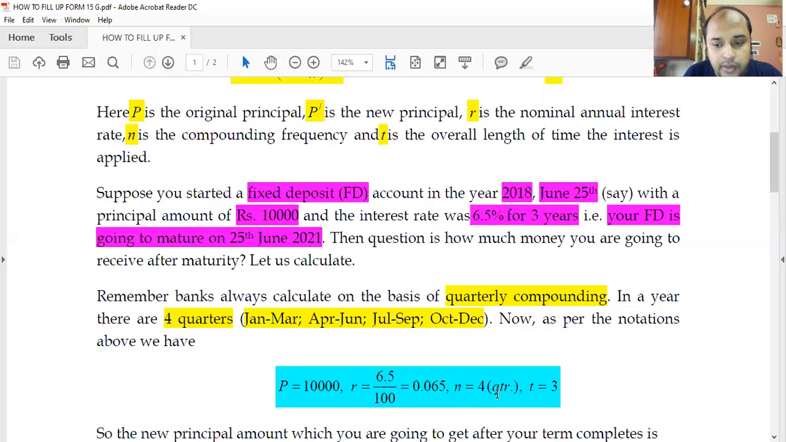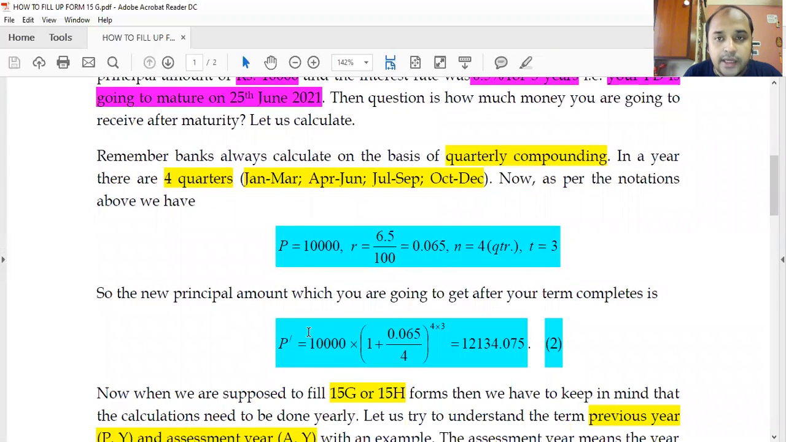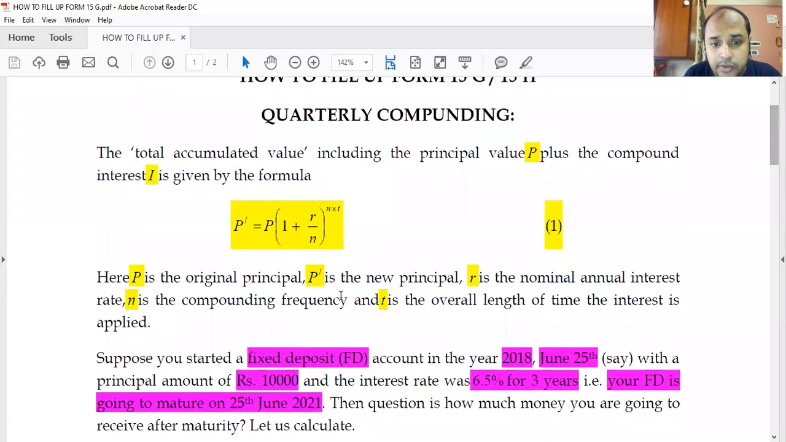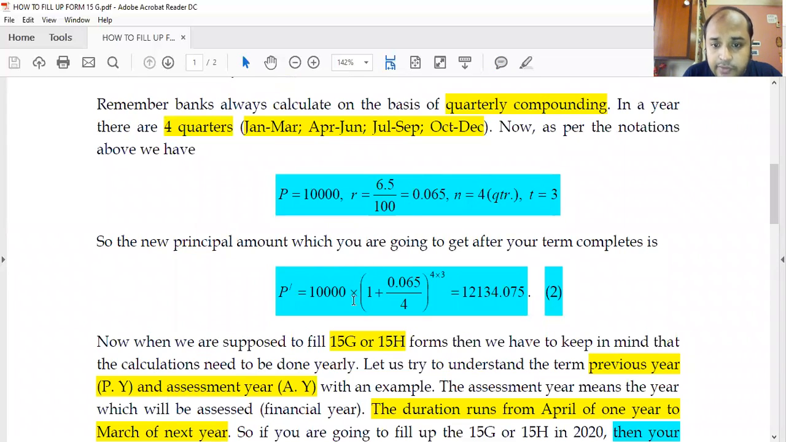So we have got all our values, which I'm going to substitute in equation 1. If I substitute, we get the new principal amount as P prime equals 10,000 into (1 plus 0.065 by 4), whole thing to the power 4 into 3. Just correlate this equation 2 with your equation 1. Let me show equation 1 to you once again. This is your equation 1. Now you put all these values over there, and your amount comes out as 12,134.075 approximately. That much amount you are going to get at the end of the term, that is 25th June 2021.